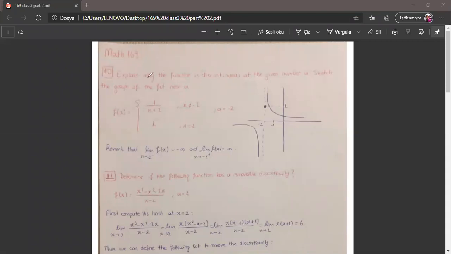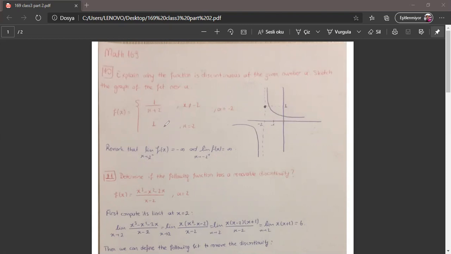So here we have a function f of x, which is defined again piecewise, okay? So when x is not equal to minus 2, the function is defined by 1 over x plus 2. And when x equals minus 2, it's defined by this constant function 1, okay? So we sketch its graph, you know already that, okay? So you know 1 over x, so as we have here x plus 2, we shifted 2 units to the left, so we get this function.